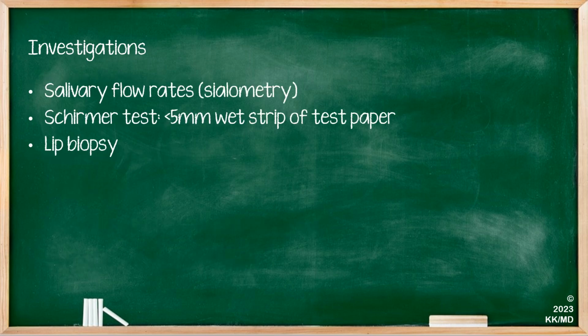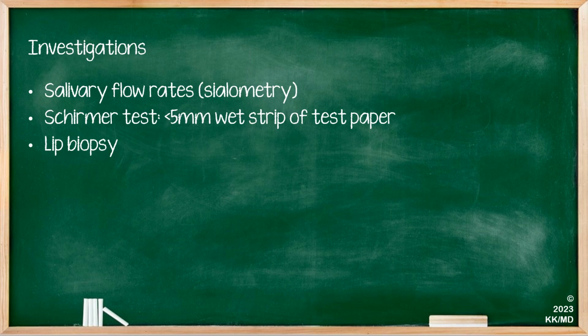Other non-blood tests include measuring salivary flow rates. It's encouraged to do this before starting treatment and as part of the assessment of someone with potential Sjogren syndrome. This is known as sialometry.